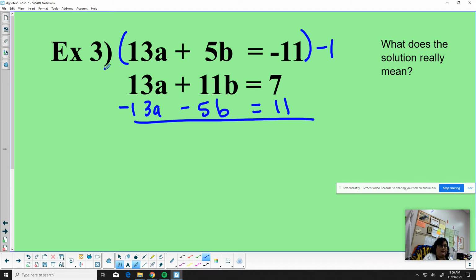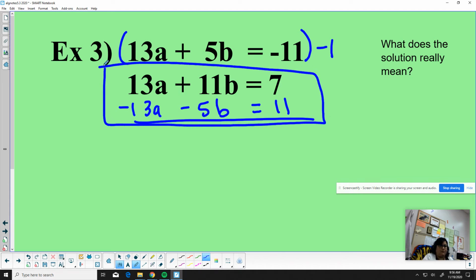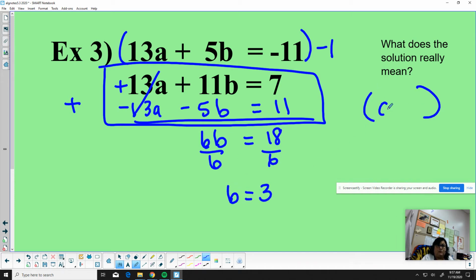Okay, and I'm combining these two. So the a's cancel because they're opposite signs of the same number. Over here, this would be 6b, because remember, I'm adding positive 11 plus negative 5b, and then 7 plus 11 is 18. So if I divide by 6, b equals 3. So this would be a comma b. So b is my second, just like x, y is alphabetical, a, b, so b would be y.